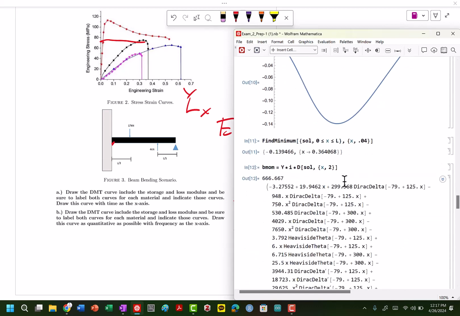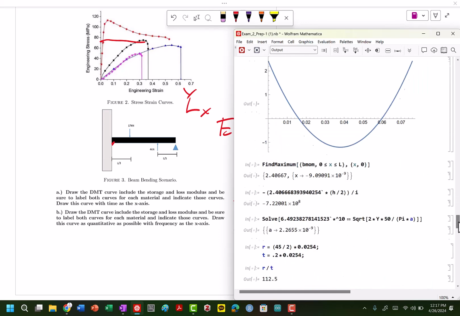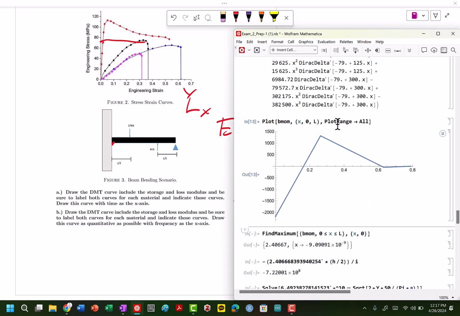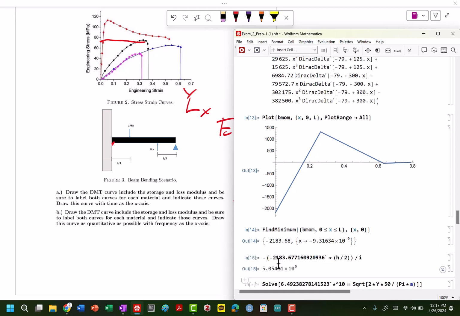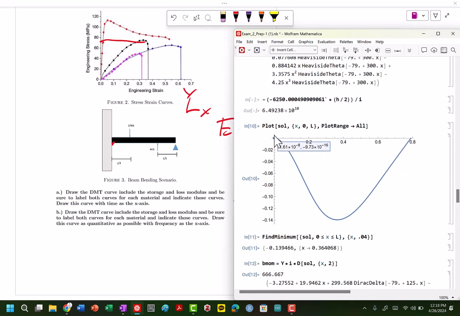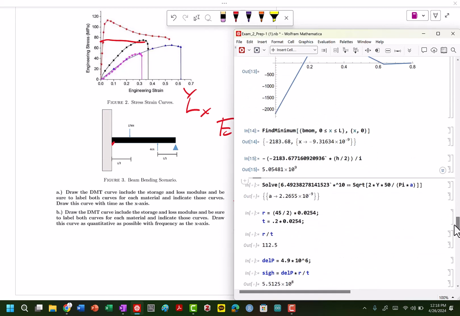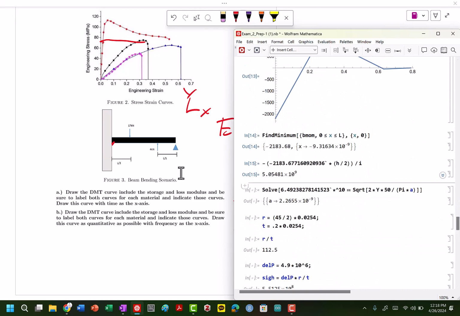We can get our moment, and we don't have to copy and paste that in here, thankfully. We can find where that moment is maximized, so we're going to do find minimum. And we have this value here, which is going to be the largest value, and we're going to plug that in at this location here. Now in this problem, if we look at our deflection, it's in negative curvature right at here, so the top of our beam will be in tension. And again, it's a significant value.